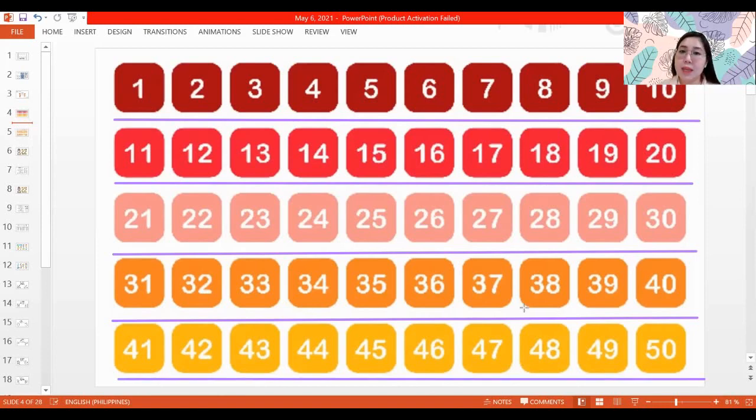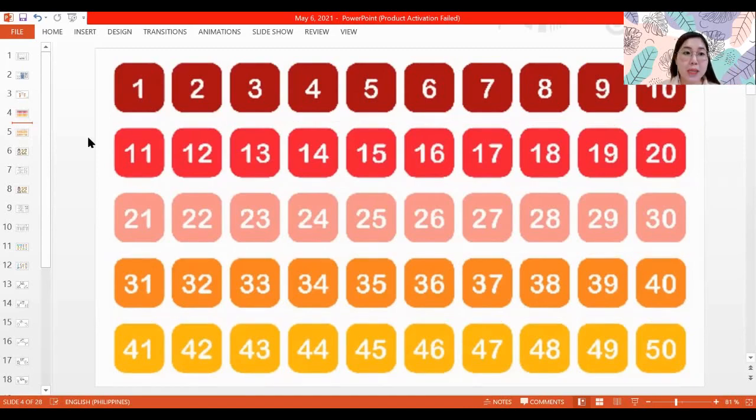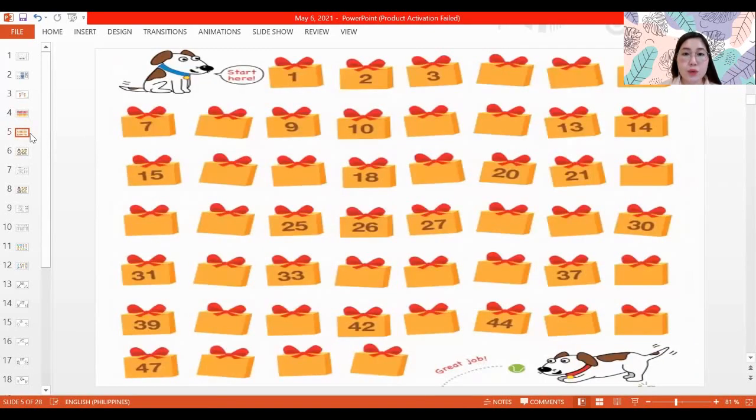Did you count with me? Very good. Now it's time for us to complete the numbers 1 to 50, okay? So we have to write the missing numbers. So we have 1, 2, 3, and 4. Let's write number 4 there. Okay, teacher will change her marker so you can see it clearly there. Number 4. 1, 2, 3, 4.